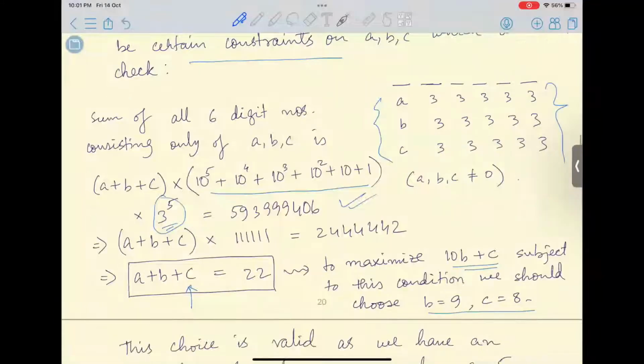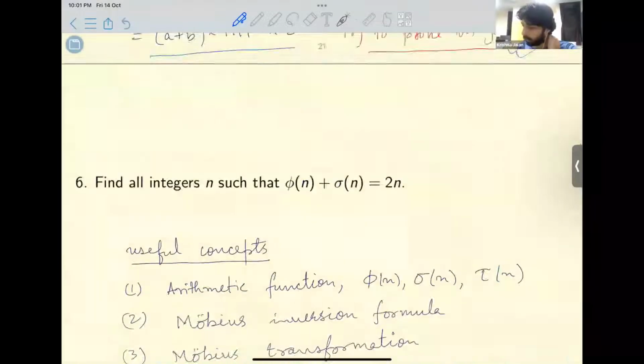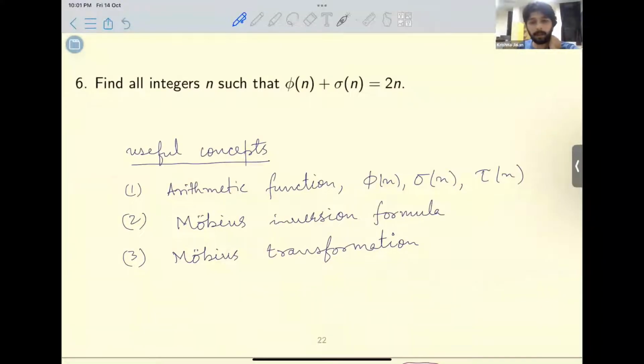Okay. Moving on. So this is another important problem. I'll introduce many concepts. So if you don't understand all of them, it's fine. I think other teachers will take over. So these are some common functions that are used in number theory Olympiad problems. So this is the Euler function. This is called the divisor sum function. And similarly, tau of n is another function called the number of divisors of n.